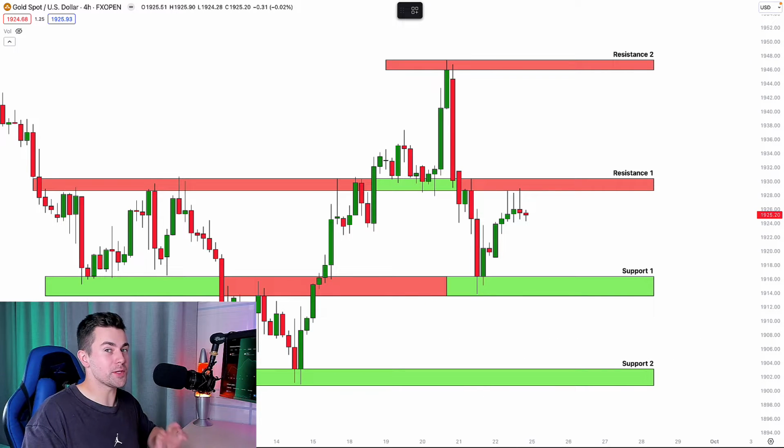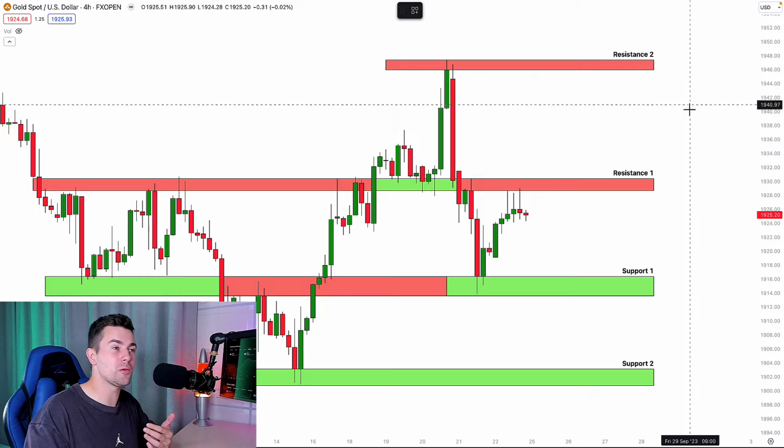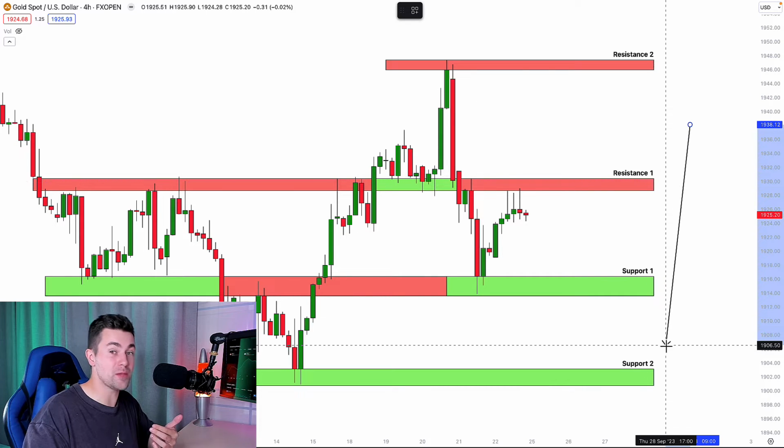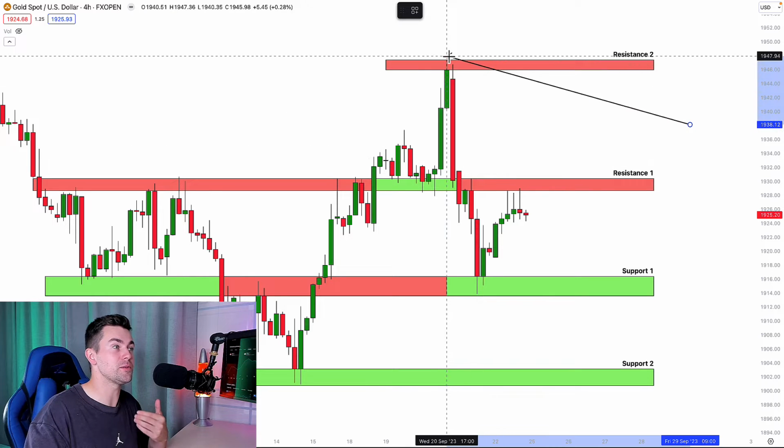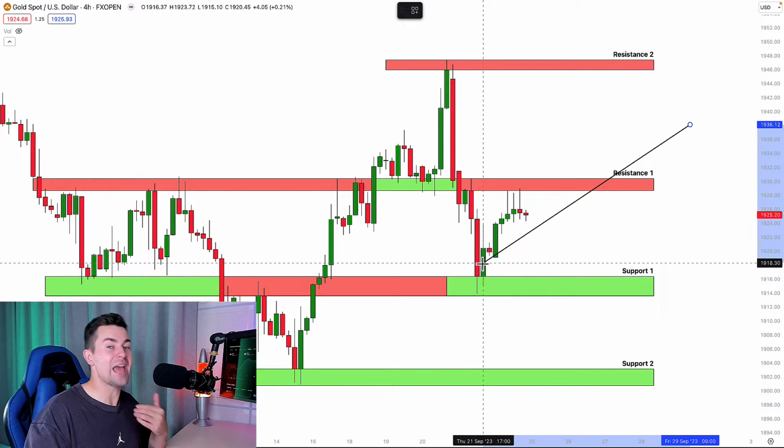When you draw supports and resistances, remember that most of the time the key levels represent these zones. So please try to draw the key levels taking into consideration the wicks and the candle closes.